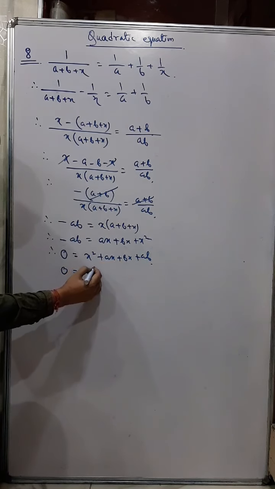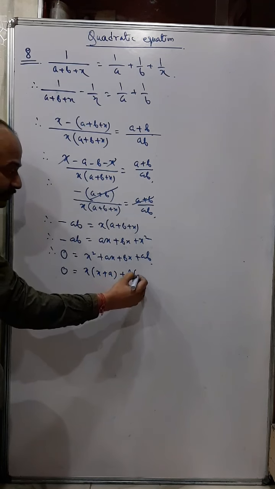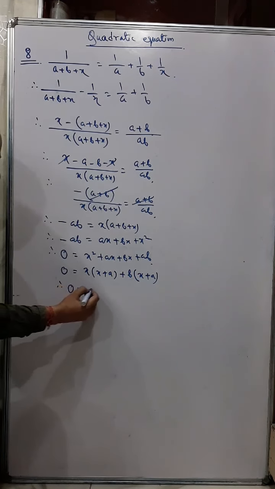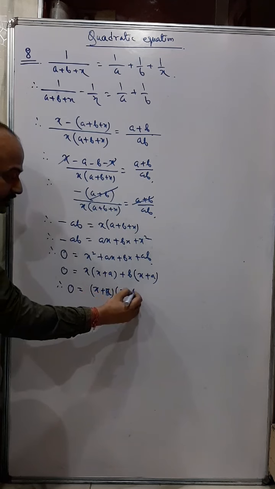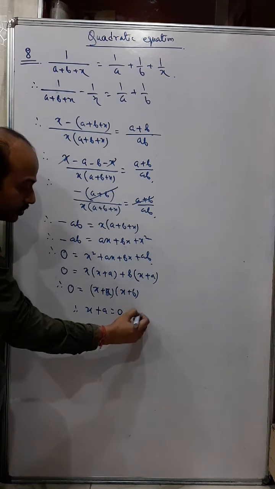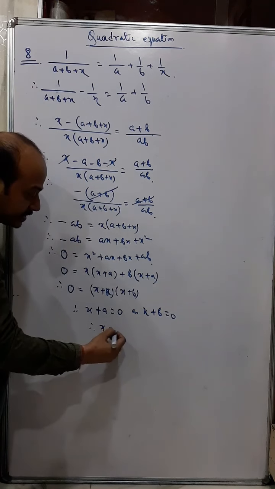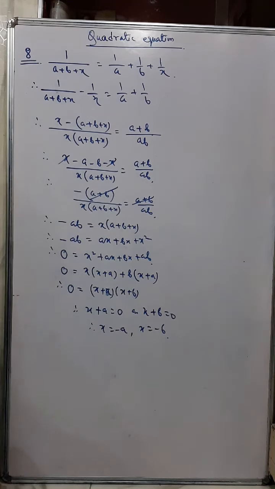We can take common x. What you got? X plus a plus, again we can take b common. I got x plus a, so 0. So x plus a and x plus b, and so finally you can understand x plus a is equal to 0, or x plus b equals to 0. So therefore x equals to minus a, or x equals to minus b. Okay, understand?